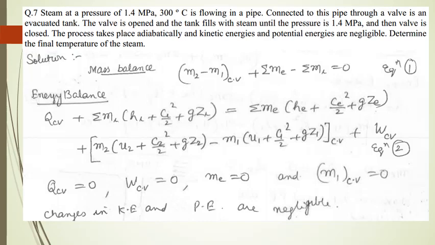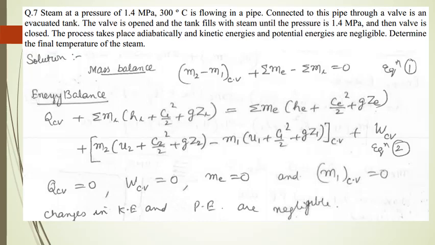Okay. Now the mass balance for this will be M2 minus M1 for the control volume plus ME minus MI is equal to 0. Summation sign becomes important only when there are multiple streams for outflow and inflow. But here only single streams are there for the inflow and there is no stream for the outflow. So ME is going to be 0.